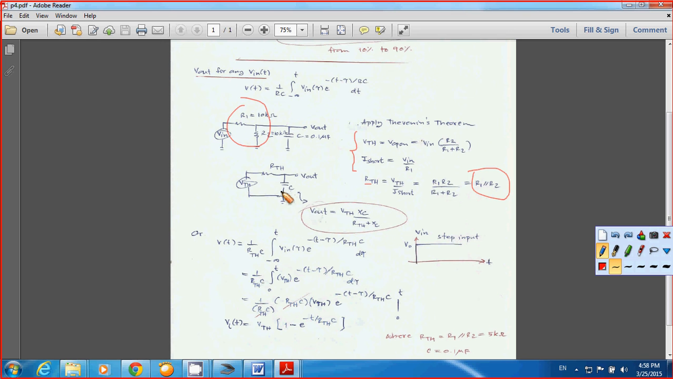The next step is to find Vout, and for Vout you simply apply the voltage divider, so it becomes VTH multiplied by XC, and then divided by the total impedance, which is equal to RTH plus XC, where XC is the impedance of the capacitor. But at this point we're not going to use this equation; we're going to use the integral equation here to find Vout.